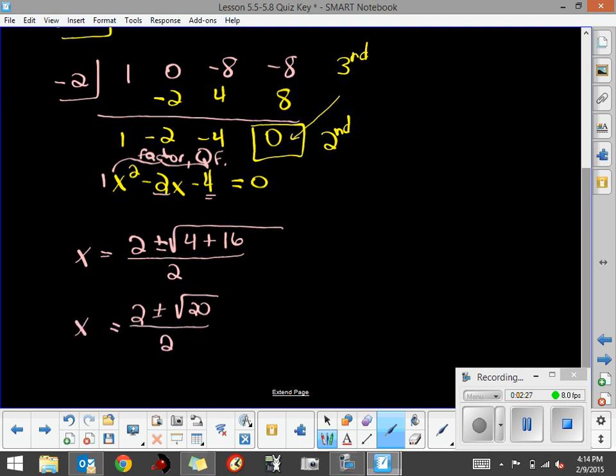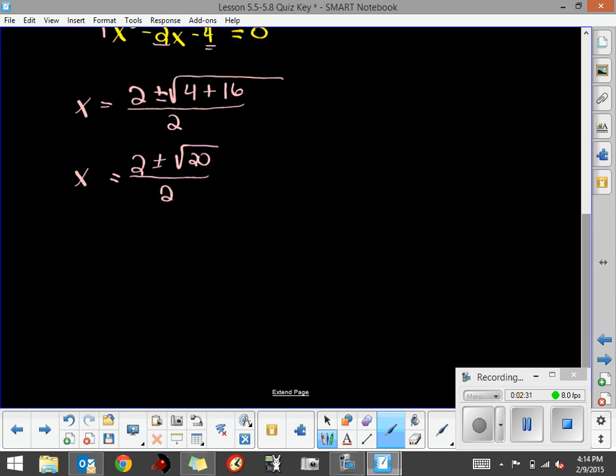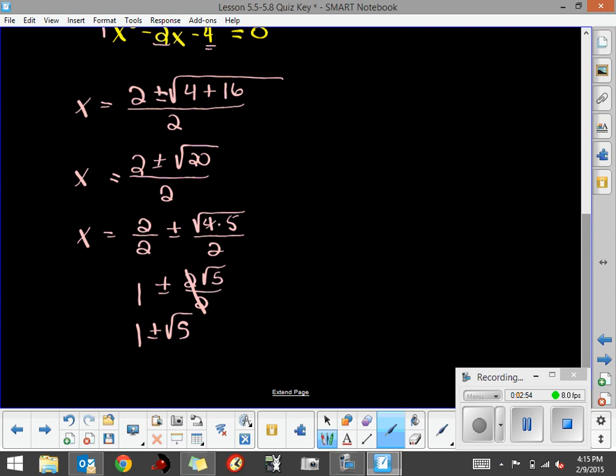So I'm going to find the zeros and then convert these zeros back into factors. So that means x is equal to, I'm going to distribute my division. It's 2 over 2 plus or minus, and I'm also going to take care of that perfect square factor in 20, which is 4 times 5, all over 2. Well, the 2 divided by 2 is 1, then plus or minus the square root of 4 is a 2 times the square root of 5 all over 2. And these 2's can reduce, so it's 1 plus or minus the square root of 5.